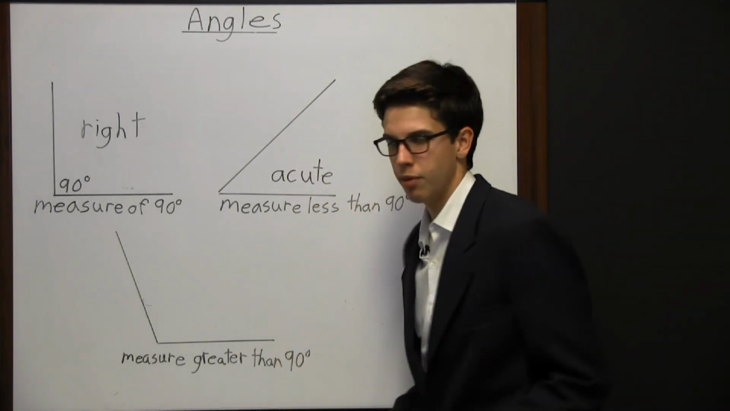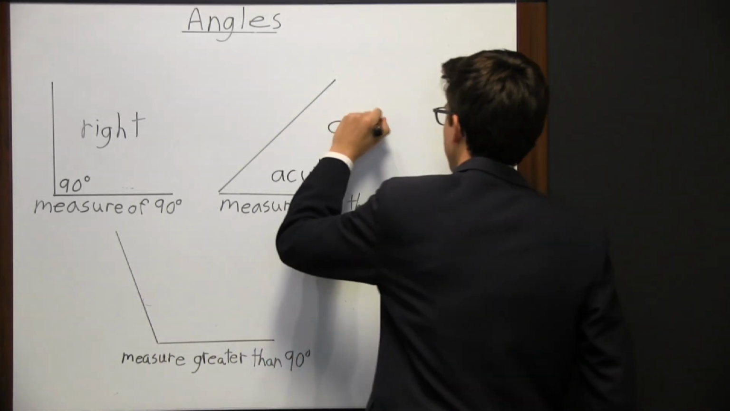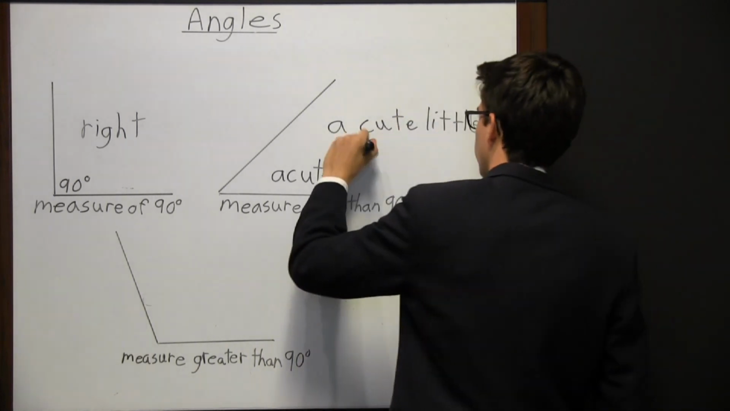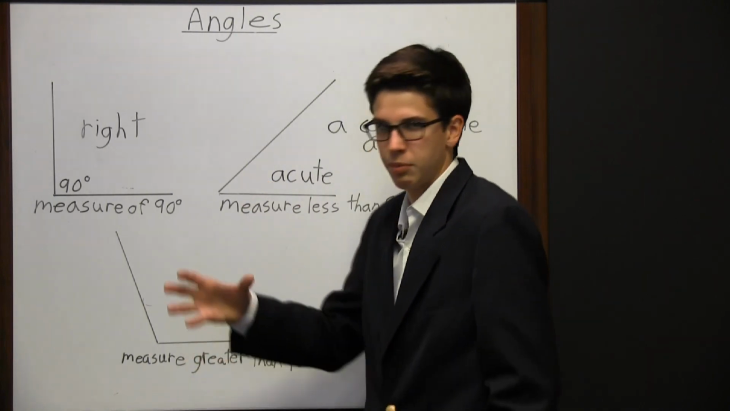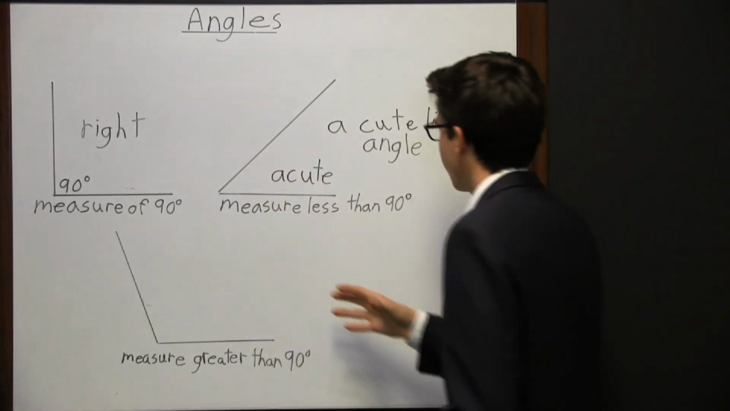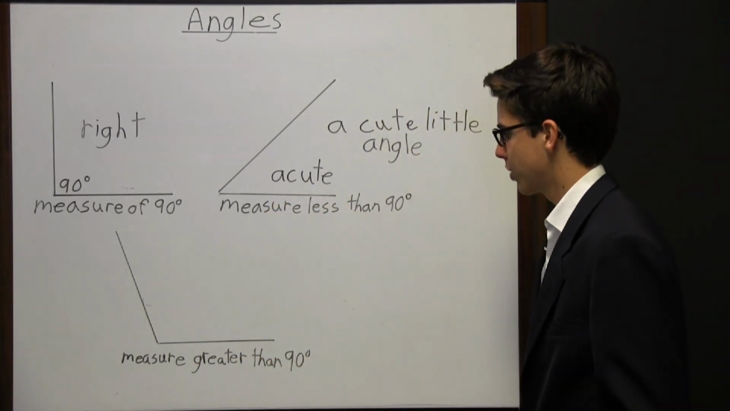A good way to remember this is to think about a cute little angle. Think about it being small, because a lot of times people think that animals that are really small are cute. So this angle right here is small, and so we call it an acute angle. It may sound a little bit silly, but it's a good way to remember it.